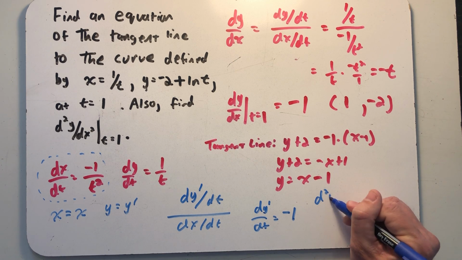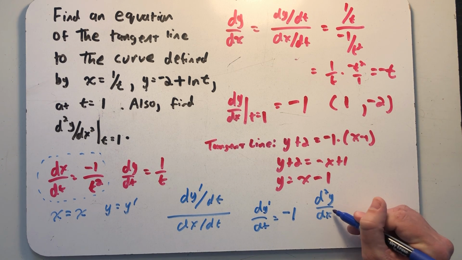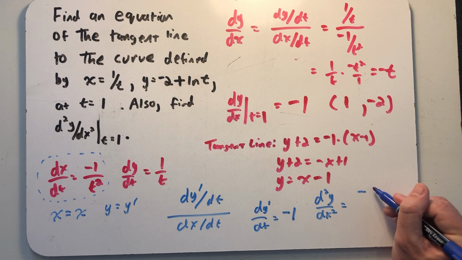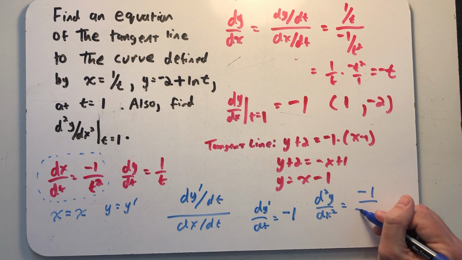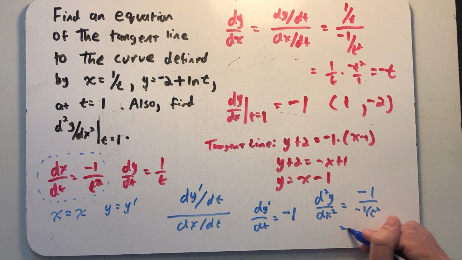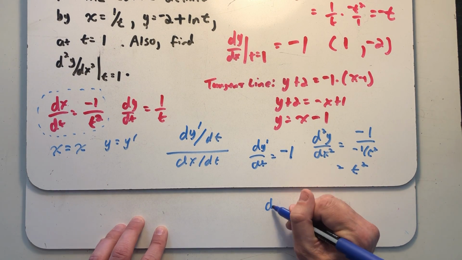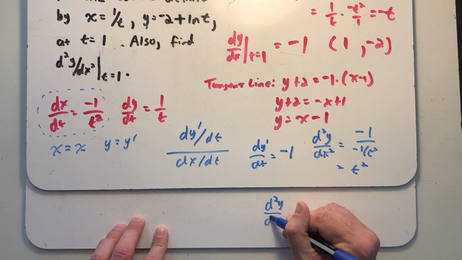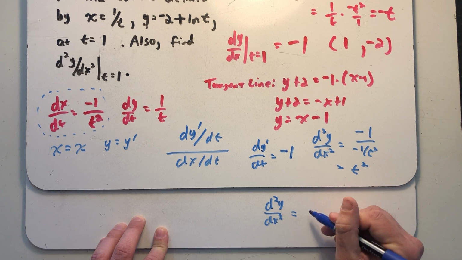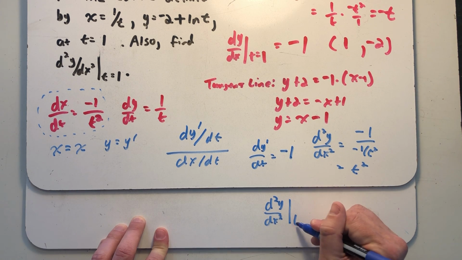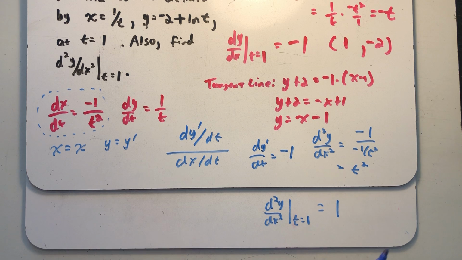So let's see, the second derivative of y with respect to x is equal to minus 1 all over minus 1 over t squared. And let's see, that's just going to be t squared. I'm supposed to evaluate this at the given value of t. So the second derivative of y with respect to x evaluated at t equals 1 is just 1.